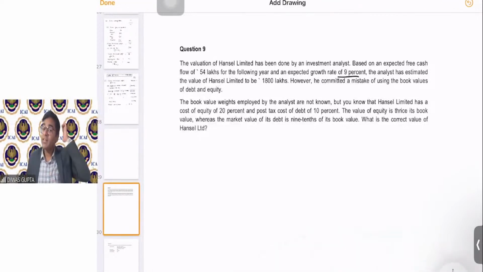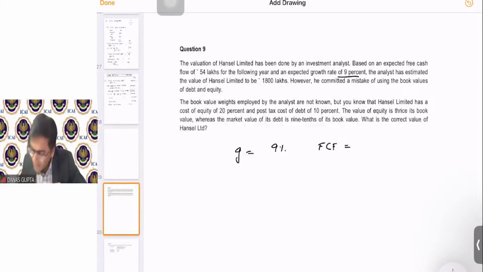Students, each and every word we have to place a good amount of emphasis. So first of all, they are saying that this free cash flow is expected for the following year. And the growth rate expected is 9%. So can we say that growth is 9% and free cash flow for the next year is rupees 54 lakhs.